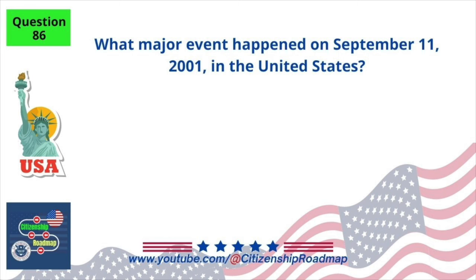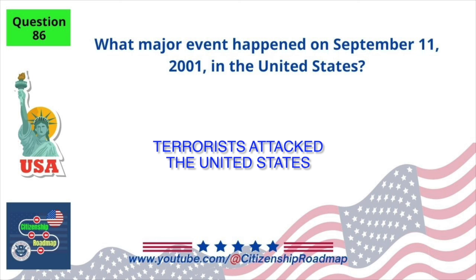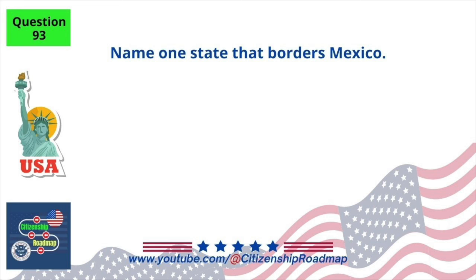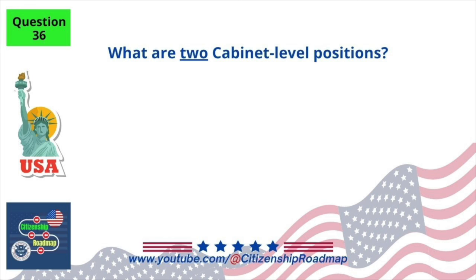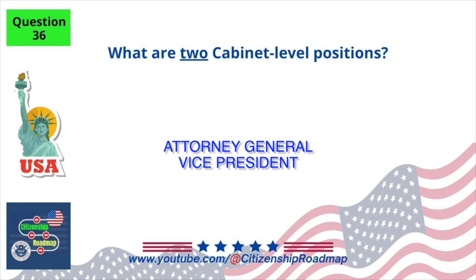What major event happened on September 11th, 2001 in the United States? Terrorists attacked the United States. Name one state that borders Mexico. Arizona. What are two cabinet-level positions? Attorney General. Vice President.